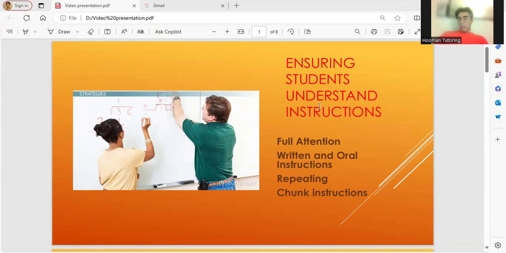It's called ensuring students understand instructions, especially for students with special needs. This chapter shows some of the strategies, which are full attention, written or oral instruction, repeating, and chunking instructions. These are a couple of those techniques, which I will explain in the next few slides.